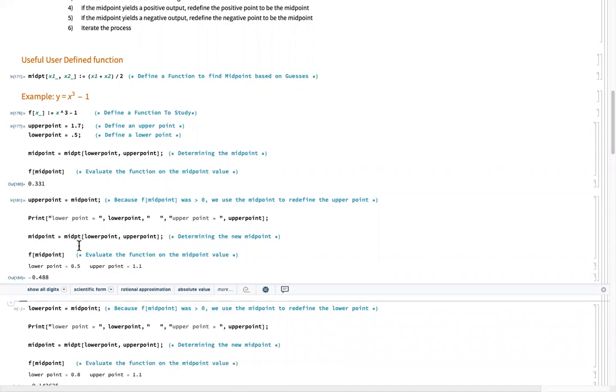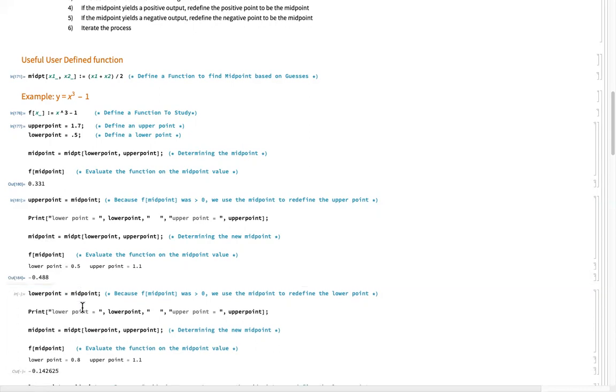Okay, so I'll go through. And what you can see is, the lower point was 0.5, the upper point was 1.1, which was the midpoint we found before. And then I evaluated the function on the midpoint again, and this time it came out to be negative. So that tells me that I need to move the lower point up to the midpoint. So lower point is now equal to the midpoint.